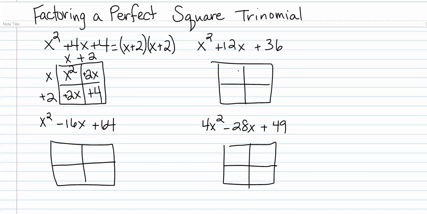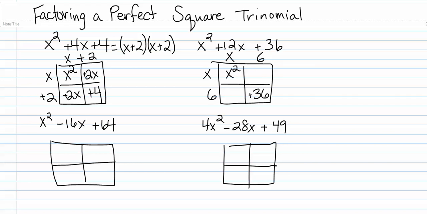Okay, let's try another perfect square trinomial. x squared plus 12x plus 36. I know my x squared goes in the upper left. My constant goes in the lower right. I know that to get x squared, I have to do x times x. And to get 36, I have to do 6 times 6.